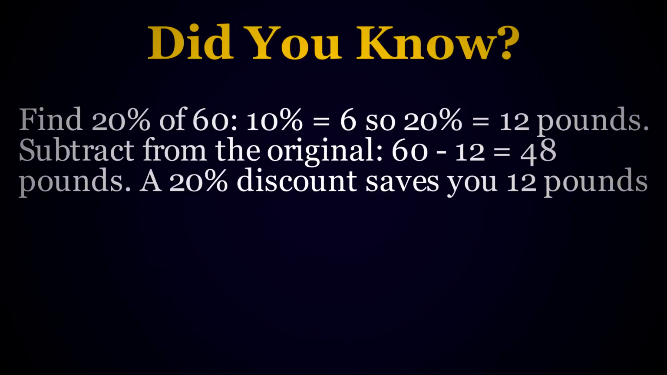Here's something cool. Find 20% of 60. 10% equals 6, so 20% equals £12. Subtract from the original. 60 minus 12 equals £48. A 20% discount saves you £12.